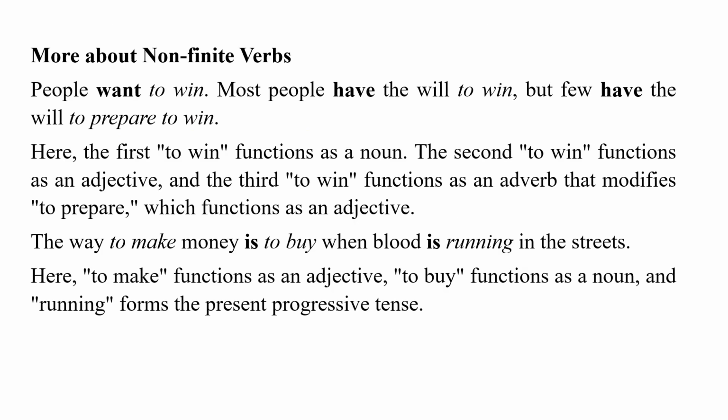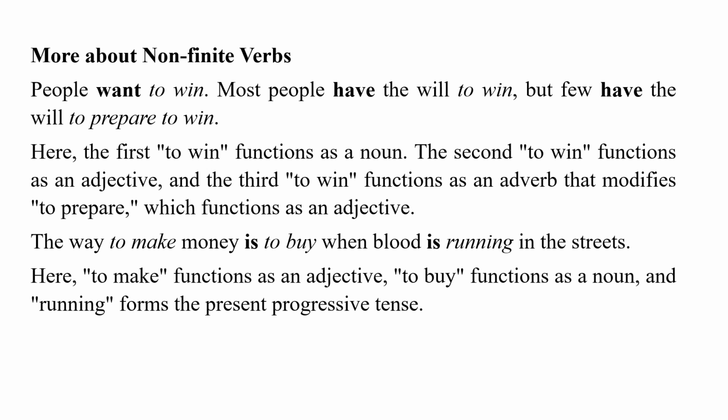More about non-finite verbs. Example: people want to win. Most people have the will to win, but few have the will to prepare to win. Here, the first "to win" functions as a noun. The second "to win" functions as an adjective. And the third "to win" functions as an adverb that modifies "to prepare", which functions as an adjective.